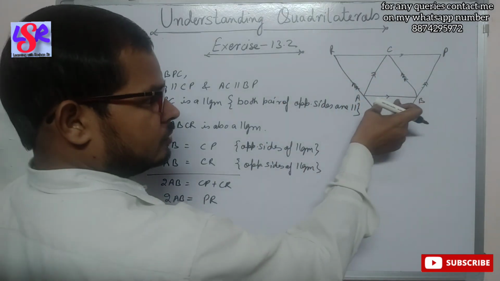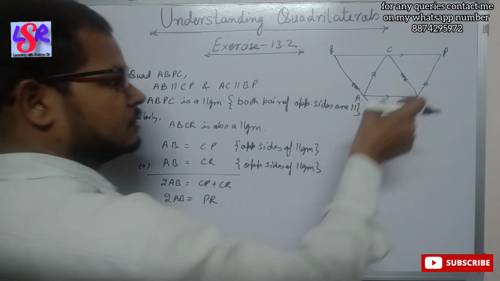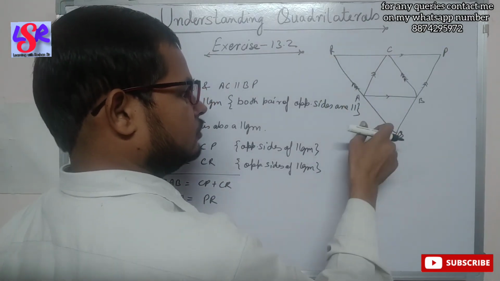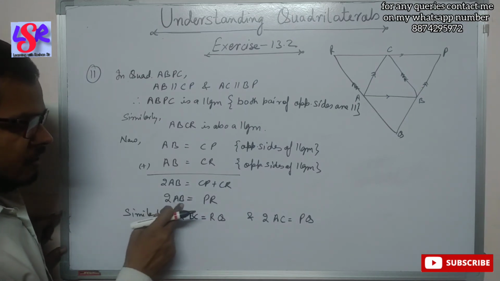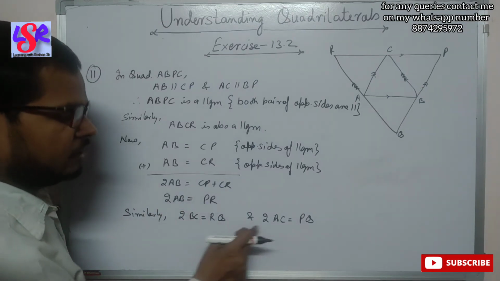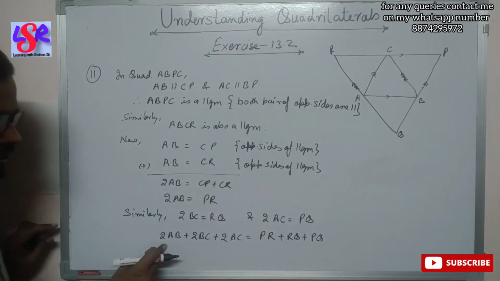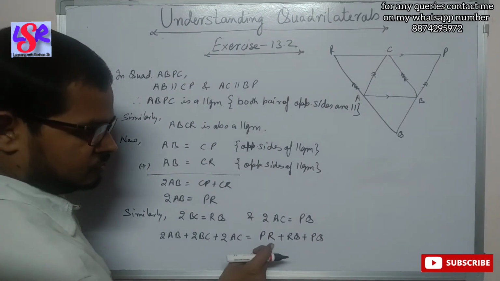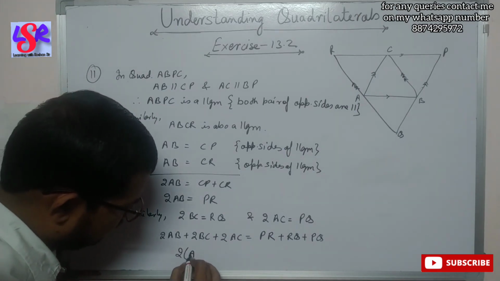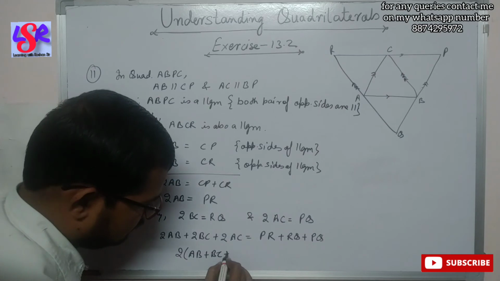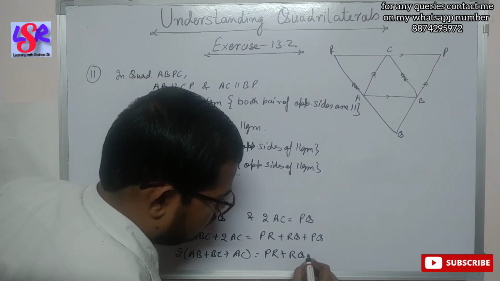Now as we have proved twice AB equals PR, similarly we can prove twice BC equals RQ and twice AC equals PQ. Getting twice AB equals PR, twice BC equals RQ and twice AC equals PQ, we can add all of these, and we get twice AB plus twice BC plus twice AC equals PR plus RQ plus PQ. Now we can take two common from here, and this becomes twice (AB plus BC plus AC) equals PR plus RQ plus PQ.